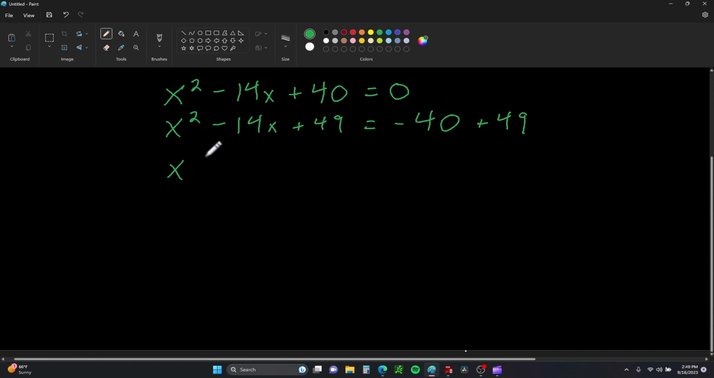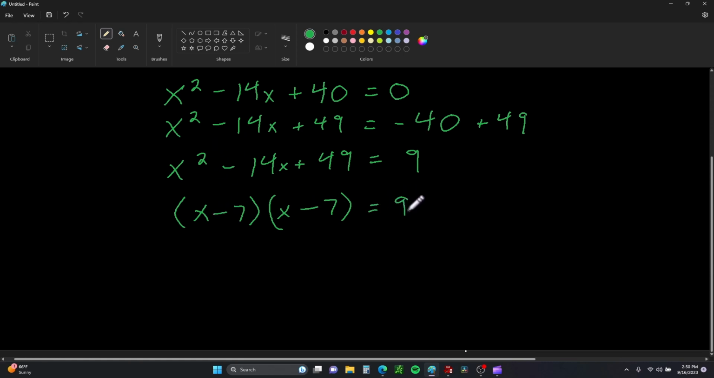I then rewrite, and I get x squared minus 14x plus 49 equals 9. On the next line, I can rewrite this. I have two binomials. So I have x and x. Two numbers that multiply to 49 would be 7 and 7. And in order for them to add to minus 14, they must both be negative here. And then this equals 9. Now this can be rewritten as x minus 7 squared equals 9. Now I want to take the roots of both sides.